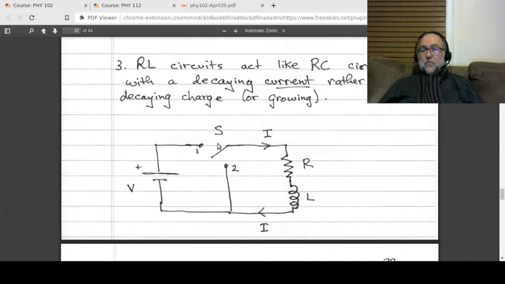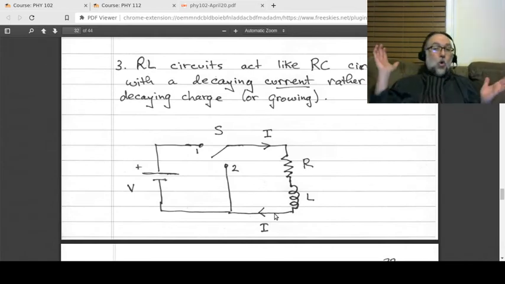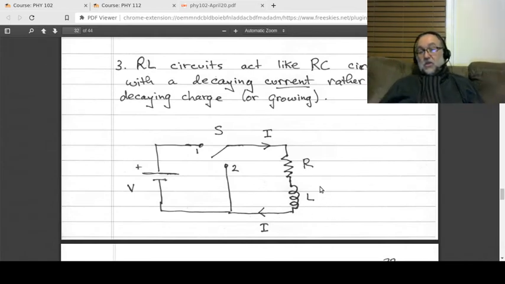Okay, because if the switch is in position 1, then that little leg there is irrelevant, and you just get a current traveling through the resistor. That gets the current going. Okay, and that current won't go off to infinity, because why? Because there's a resistor there that's going to limit it. Okay, and then when you switch the switch to position number 2, what's going to happen?